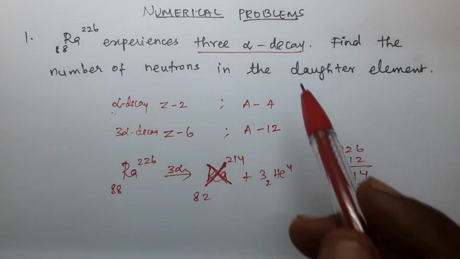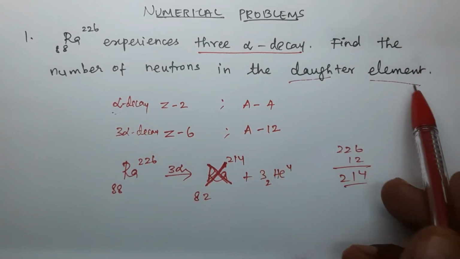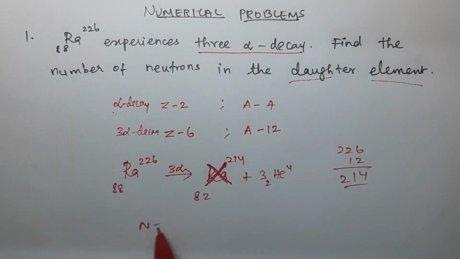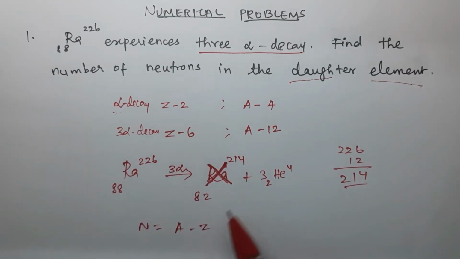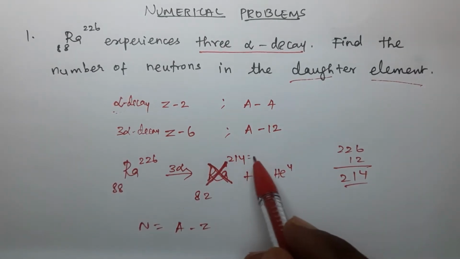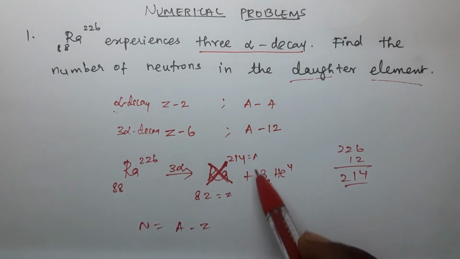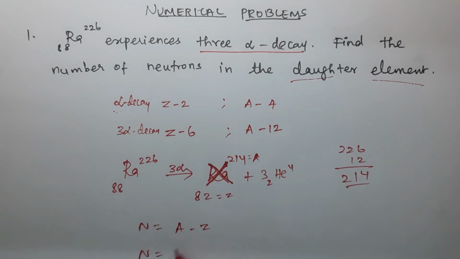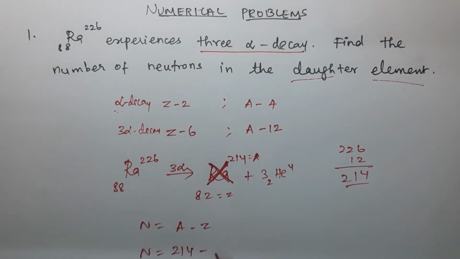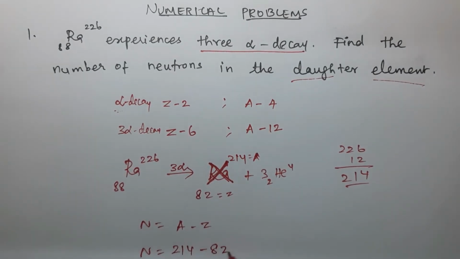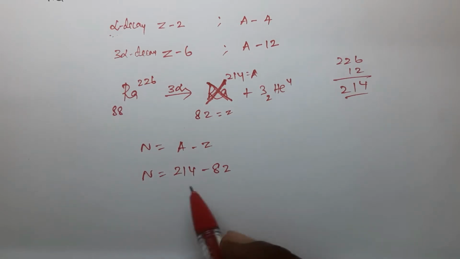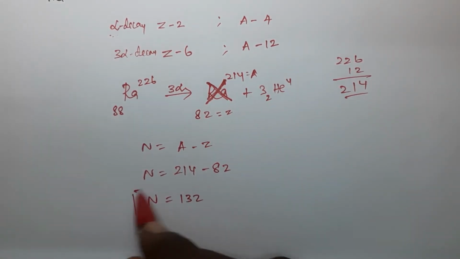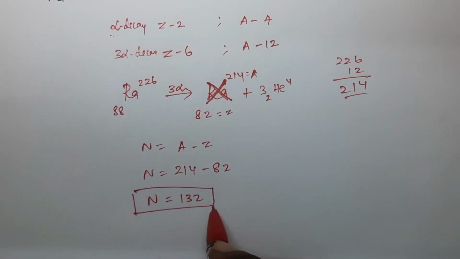Now for the new daughter element, the number of neutrons: n is equal to A minus Z. This is A, this is Z, after the alpha decay. Now n is equal to the A value 214 minus the Z value 82. 214 minus 82 is 132. This is the number of neutrons in the daughter element.